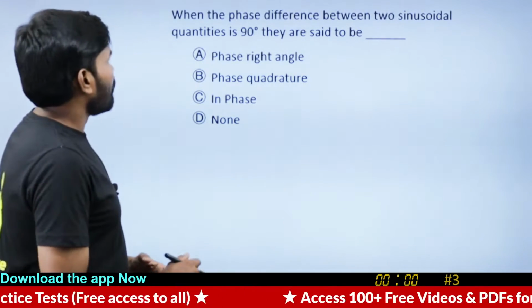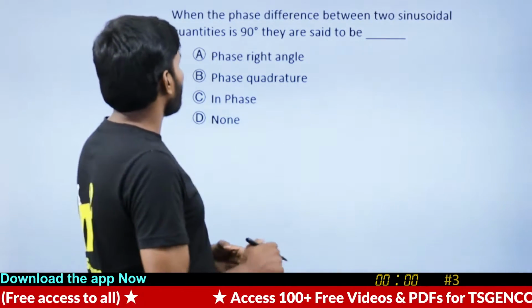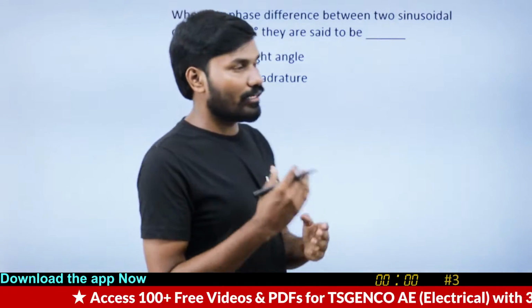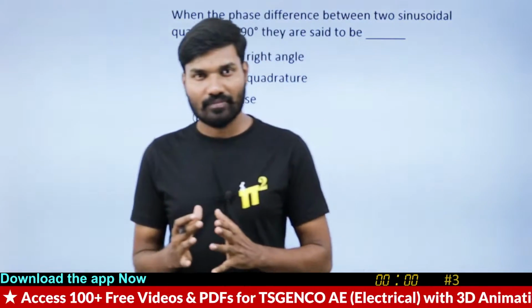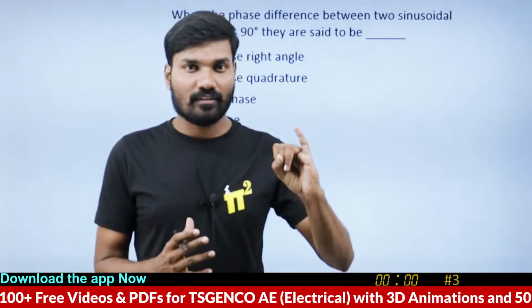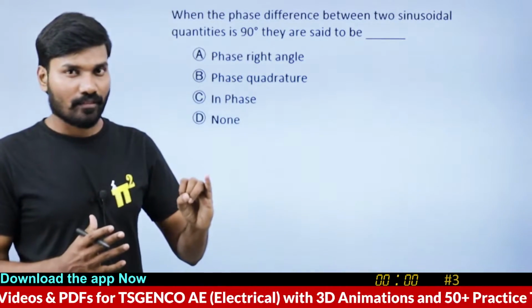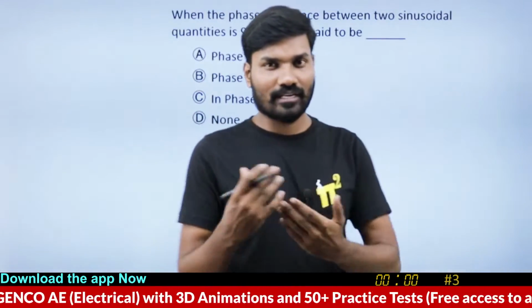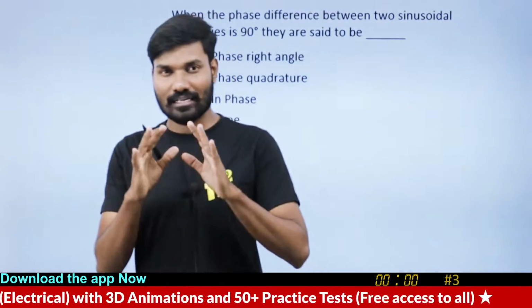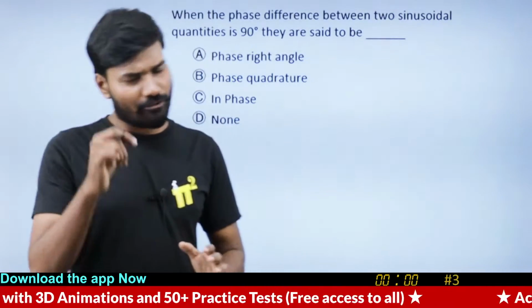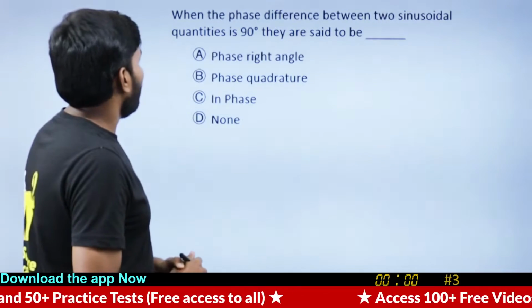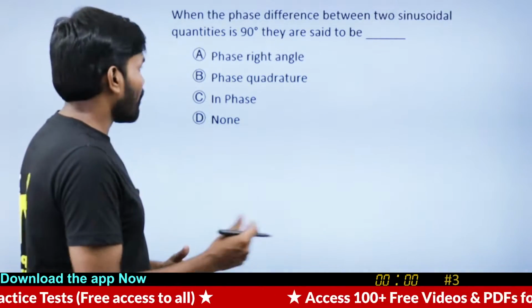So when the phase difference between two sinusoid quantities is 90 degrees, I think by now you're already aware of a few facts like what's the need of phasor diagram? Why you should go for phasor diagram? And why sinusoid? Why 50 hertz? Why 11 kV? All these basic points, I think you must have got clarity on that. If not, check the videos. You will get much clarity on that. On YouTube also it's available from our channel.